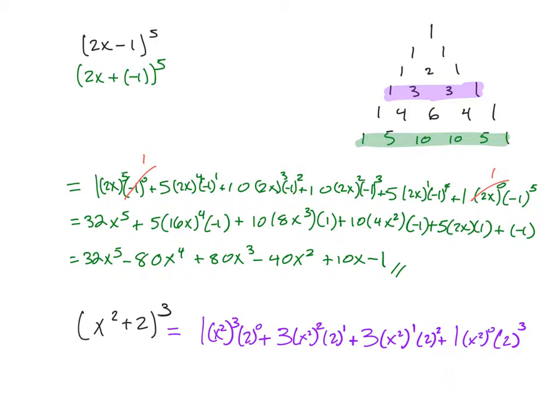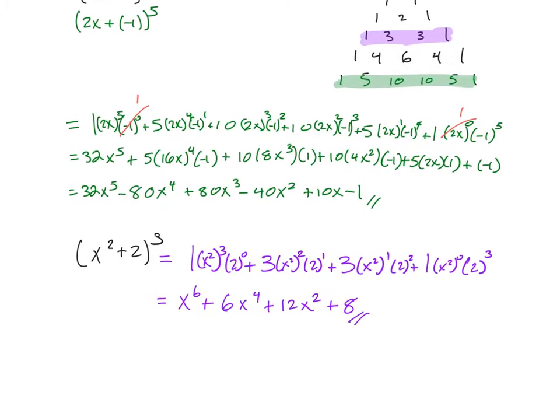So this first term, x squared to the third, is x to the 6, plus 3 times 2, that's 6, 6x to the fourth, plus, in this case, I'm multiplying 3 times 4, so it's 12x squared, plus 8, because I have 2 to the cube times x to the 0. So that's my expansion of this exercise right there.